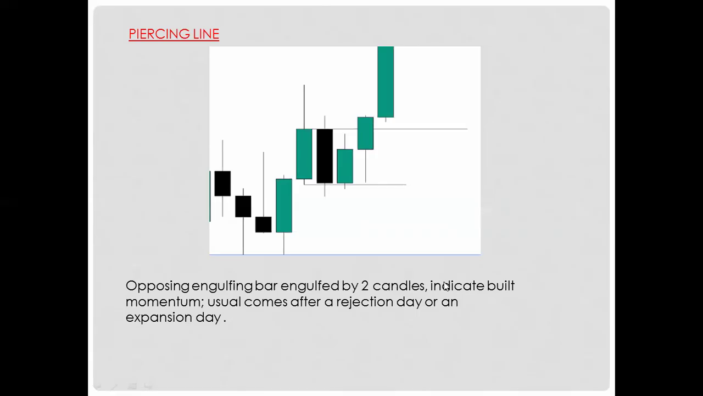The next video will be about what? Daily bias. So when you have the daily bias, go back and watch this video, and then you have a complete model. See what we're saying there? An opposing engulfing bar engulfed by what? Two bars. We want to see an engulfing bar, an expansion candle, engulfed by two candles, indicating a build-up in momentum. It usually comes after a rejection day or an expansion day, just like the one I just explained above.